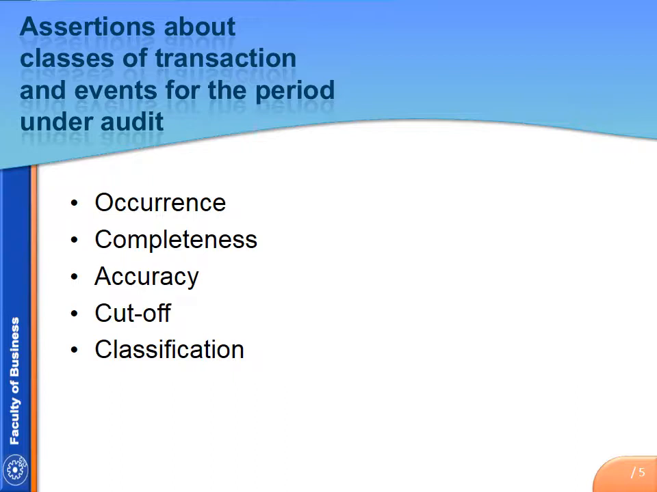All transactions and events that should have been recorded have been recorded. Accuracy, that the amounts and other data and events are recorded accurately. Cut-off, that the transactions and events have been recorded in the right accounting period. And classification, that the transactions and events have been recorded in the proper accounts. So that's for the events for the period.